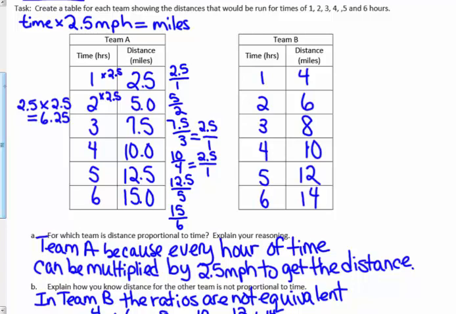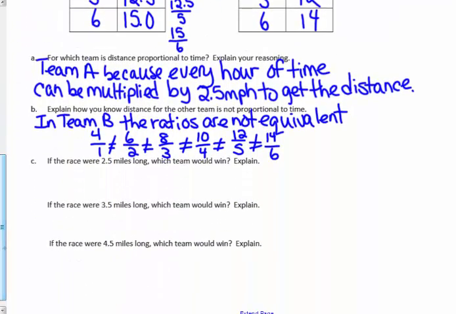For Team B, 2.5 would be halfway between the 2 and the 3, so the distance would be halfway between 6 and 8, which is 7. I can't multiply, because there's not a constant that I'm multiplying by. At 2.5 hours, which team would win? Team B would win.